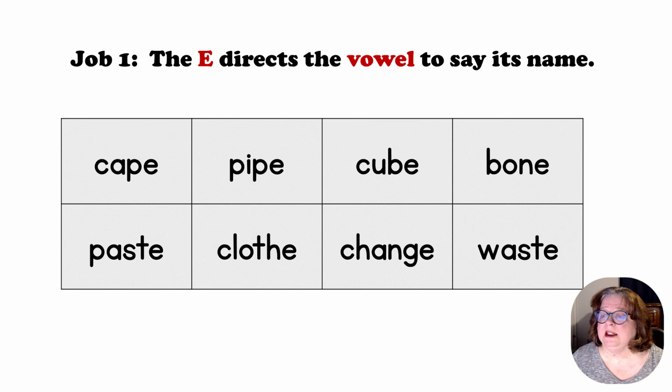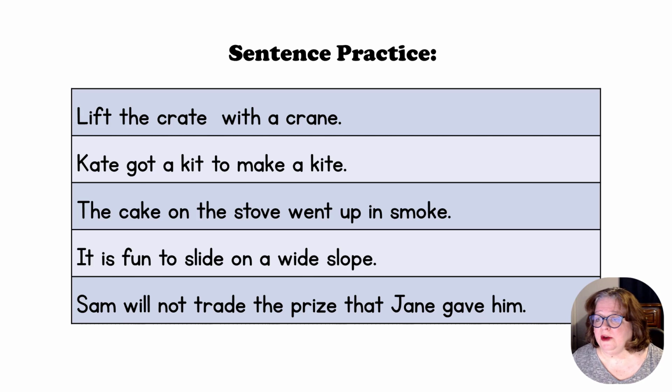Let's try some sentences. Look through the sentence first. Find the silent E's. Look at the vowel and determine what sound that vowel is going to make. In both of these silent E words, the A will say its name. So crate and crane. Ready? Lift the crate with a crane.